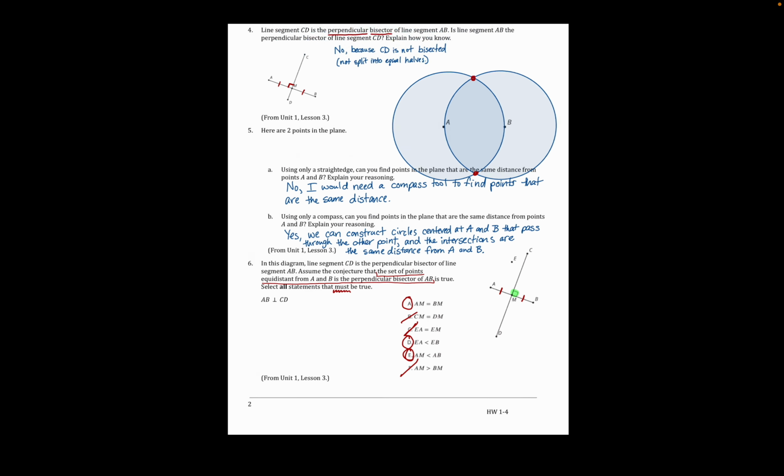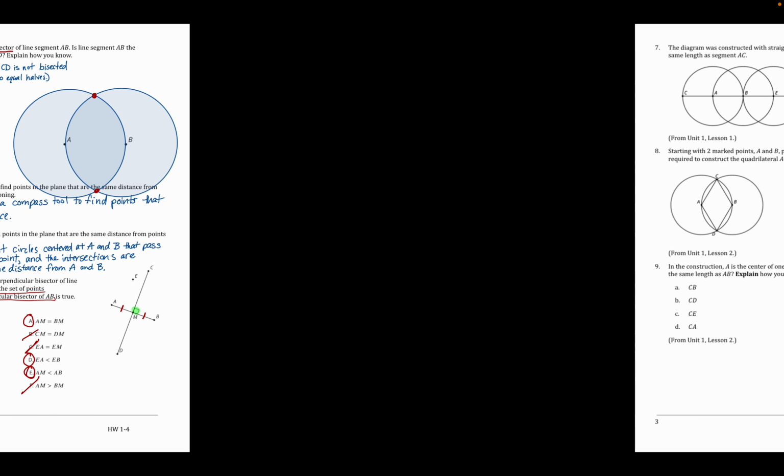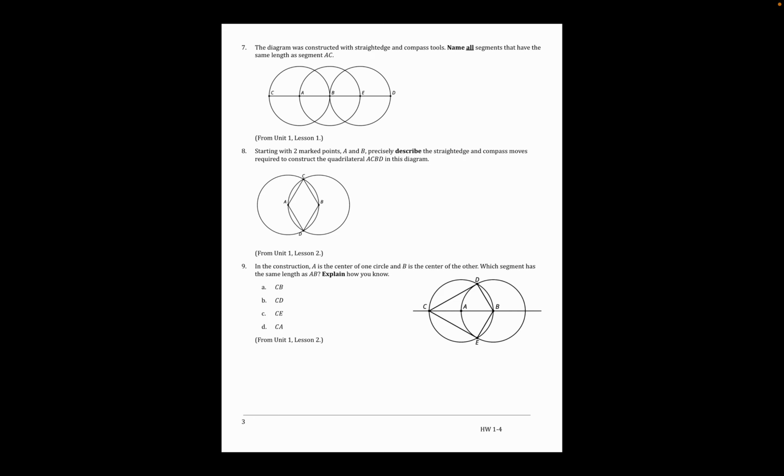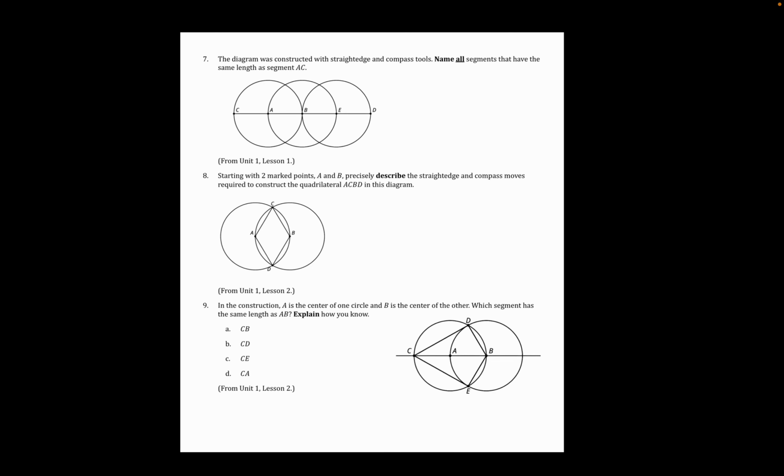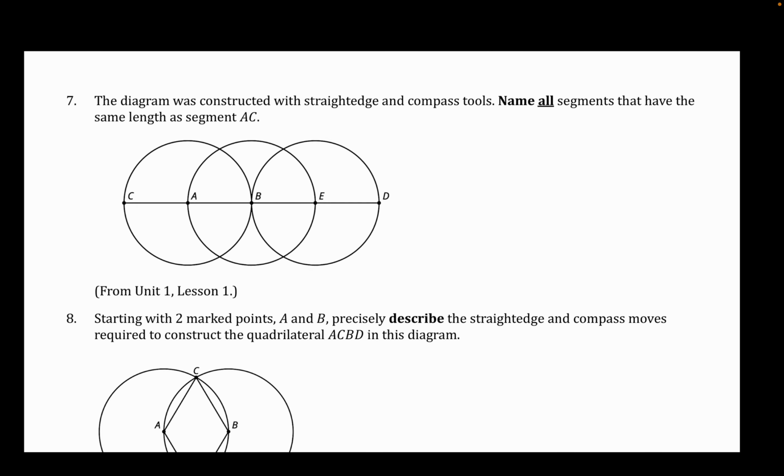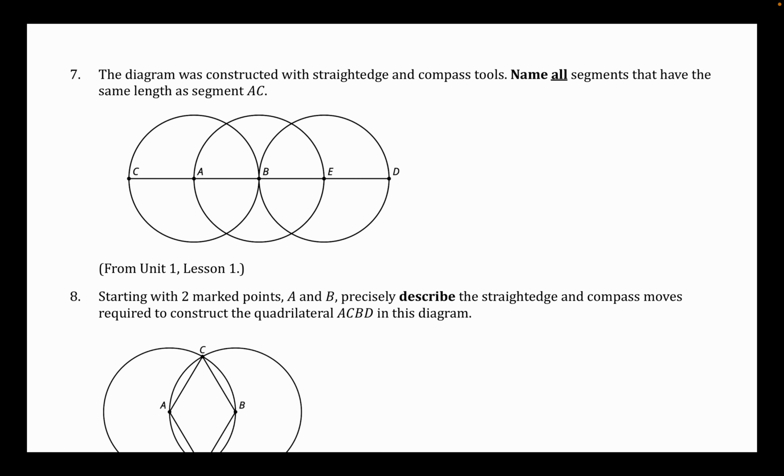Okay. So that's question 6. And we do actually have a little bit more on the next page. This homework assignment is a little bit longer, but there is more essentially review from previous lessons included in it. So here we have from the very first lesson of this unit, Unit 1, Lesson 1, a diagram constructed with a straight edge and compass.